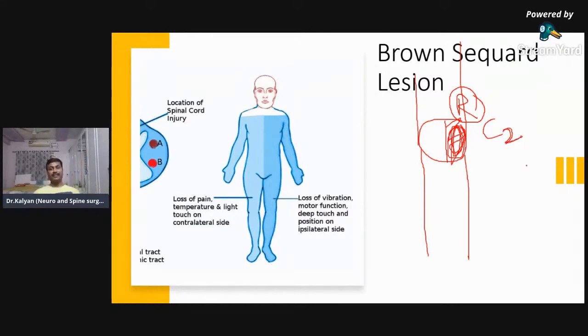So what are the symptoms you are going to find? First question I'm going to ask you is, pain and temperature, are they lost on the same side or the opposite side?